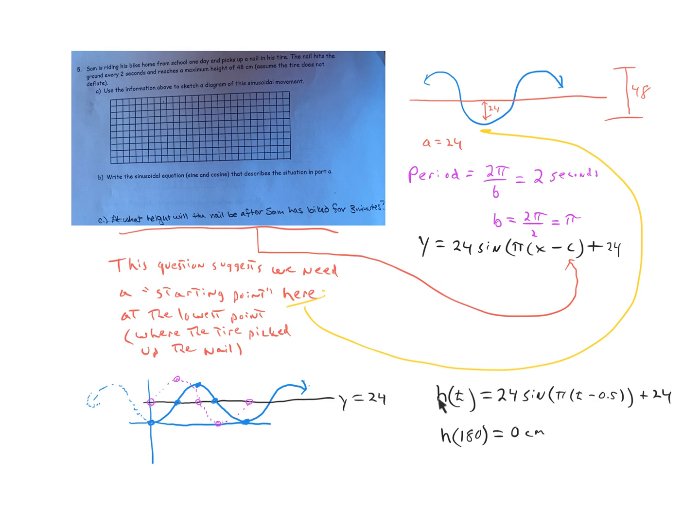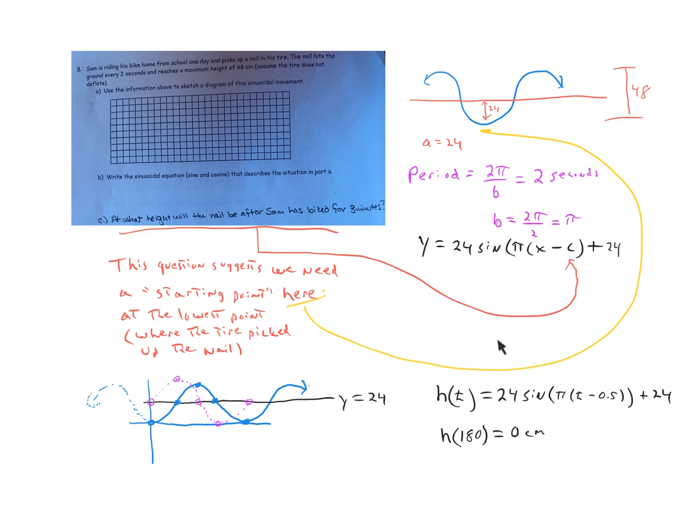So my function, height as a function of time is better notation, is amplitude of 24. Our period, this b value became pi. We shift to the right 0.5, and the plus 24, the center of the graph is right there at 24. And if you plug in, this is better notation instead of y, h of t, if you plug in 180 seconds, because 3 minutes is 180 seconds, you get 0 centimeters.